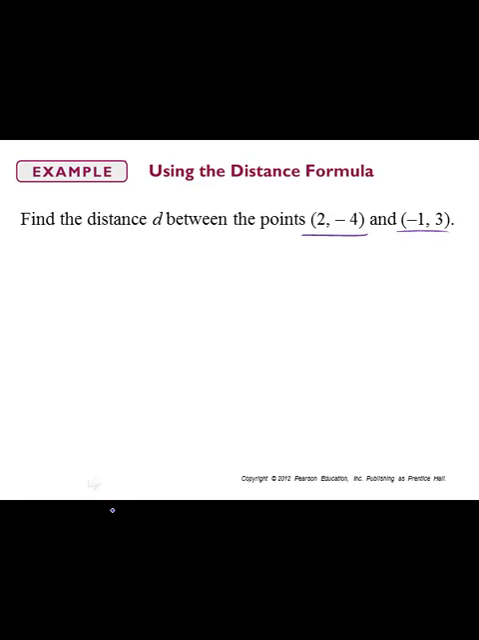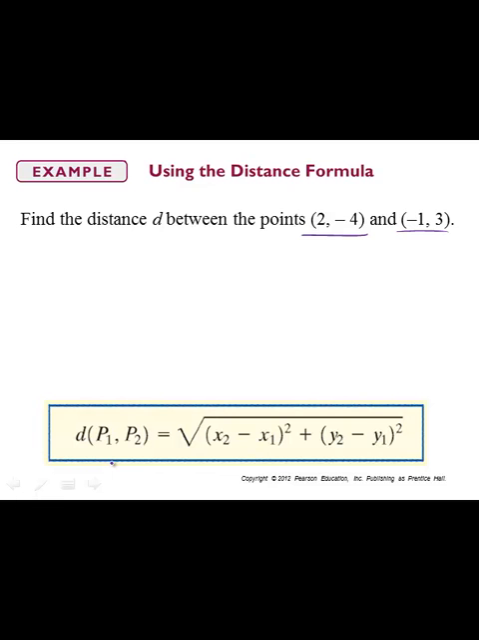Suppose we're going to calculate the distance between (2, -4) and (-1, 3). We're going to use this formula for the distance between 2 points and just plug in -1 for x of 2 and 2 for x of 1. So we have -1 minus 2 squared plus, and now the difference between the y-coordinates, 3 minus -4 squared.